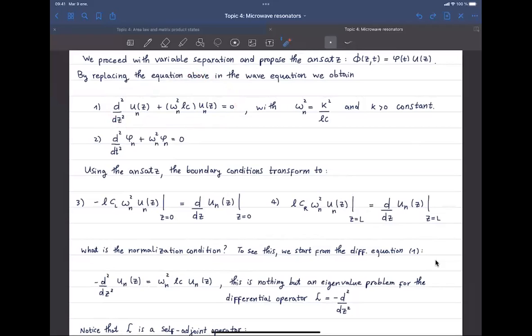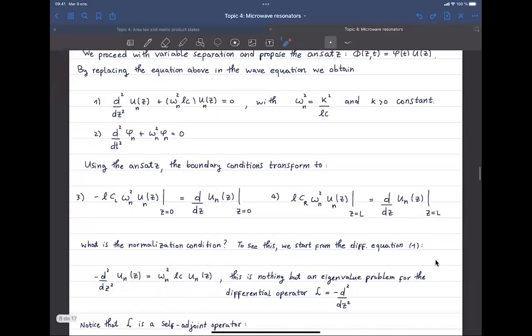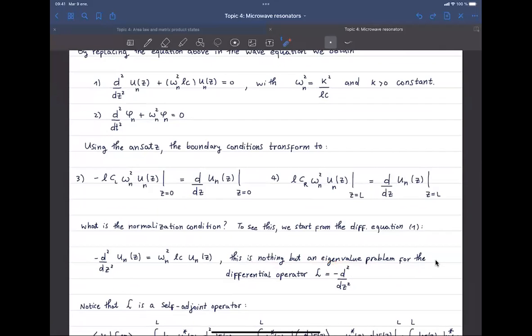So if you pick this equation 1, you may write it in this way: you pass this second derivative to the right part, okay? But then you are left with an equation like this. You see here, this is a differential operator acting on a function, and then you have some value here times the function. And as I mentioned, this is nothing but an eigenvalue problem for this differential operator, which is a second order differential operator.